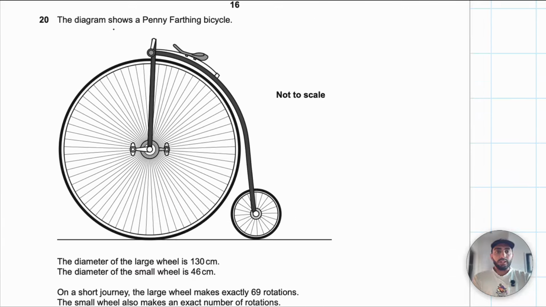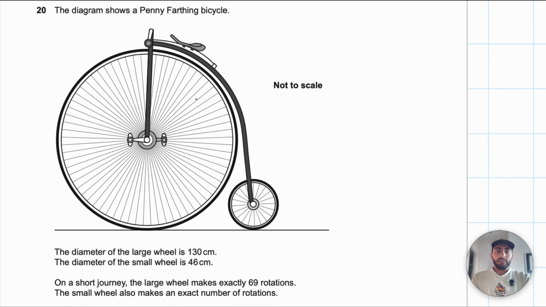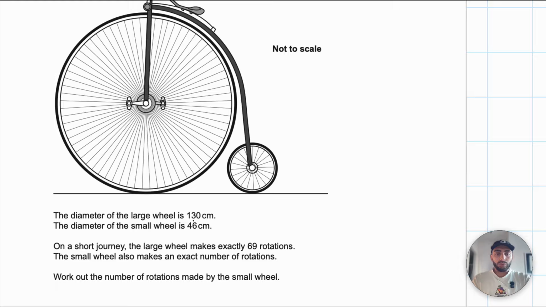Question 20. The diagram shows a penny farthing bicycle. So this is a bicycle that they used to ride in the olden times. It's got a big wheel and a small wheel. The diameter of the large wheel is 130 centimeters. This is saying from one edge of the circle to the other edge of the circle, going through the center is 130 centimeters. The diameter of the small wheel is 46 centimeters. So from there to there is 46. On a short journey, the large wheel makes exactly 69 rotations. The small wheel also makes an exact number of rotations. Work out the number of rotations made by the small wheel.